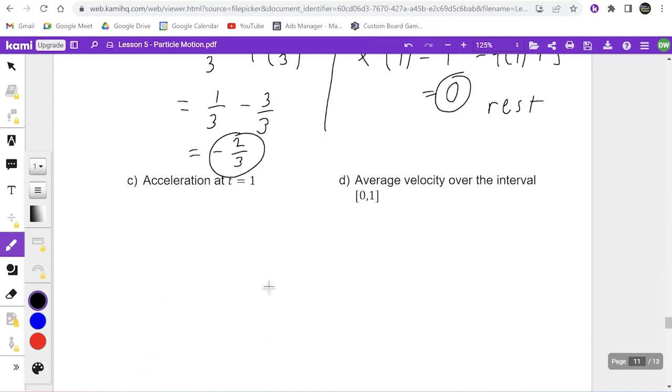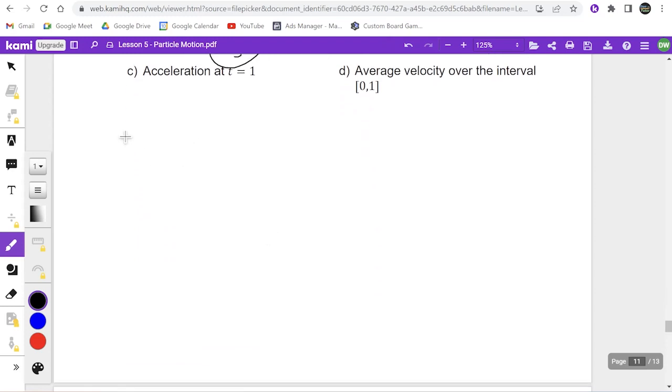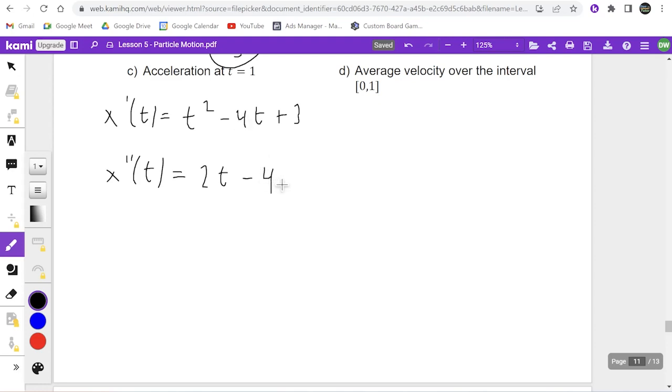Next, acceleration at t equals 1. We remember that acceleration is the second derivative. So first I would rewrite my first derivative. It was t squared minus 4t plus 3. And then if we want the second derivative, just take the derivative again using the power rule. So bring the 2 out in front. It's 2t minus 4, because the derivative of 4t is just minus 4. And then derivative of plus 3 is 0, nothing. So it looks like then this is our second derivative. And then plugging in 1 for t, it's going to be 2 times 1 minus 4, which is negative 2. There's our acceleration.